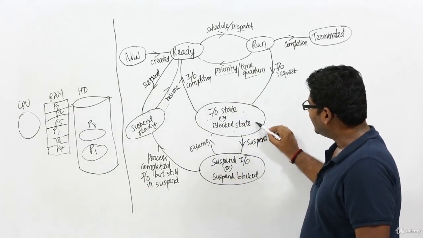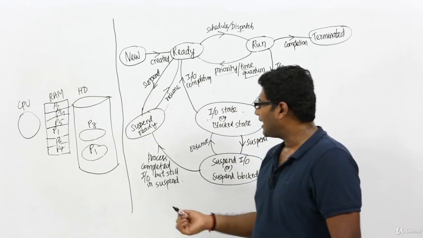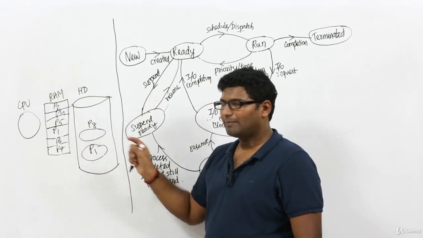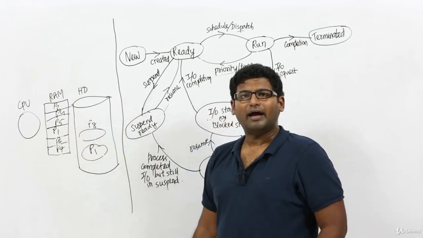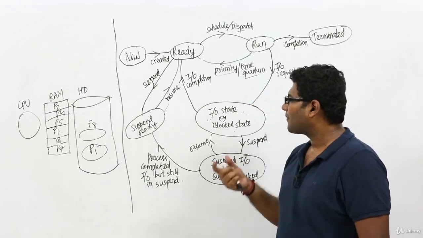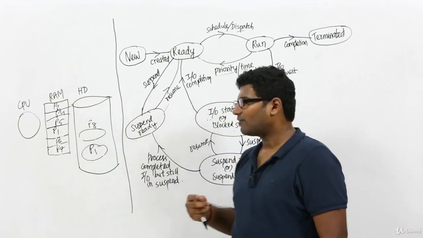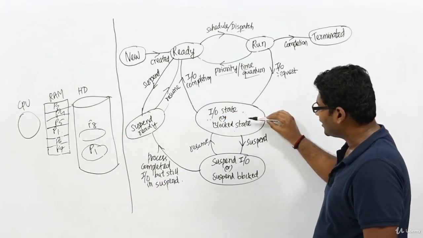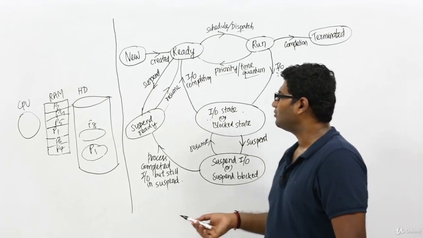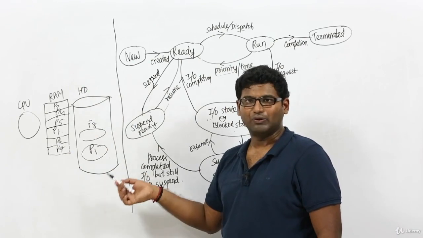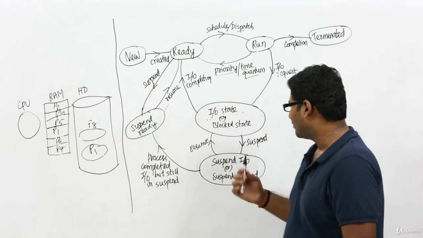Now, the IO state is definitely happening inside the RAM. There might be some high priority process which doesn't have space inside the RAM, and so we might move a process in IO state inside the RAM to the hard disk. That is what we are actually doing. A process in IO state is going to the suspend IO state. This happens whenever we want to swap out a process from RAM to hard disk, due to lack of space for higher priority processes.